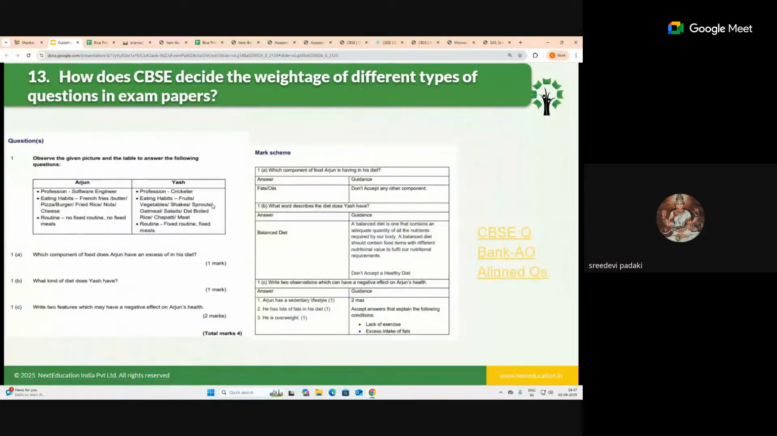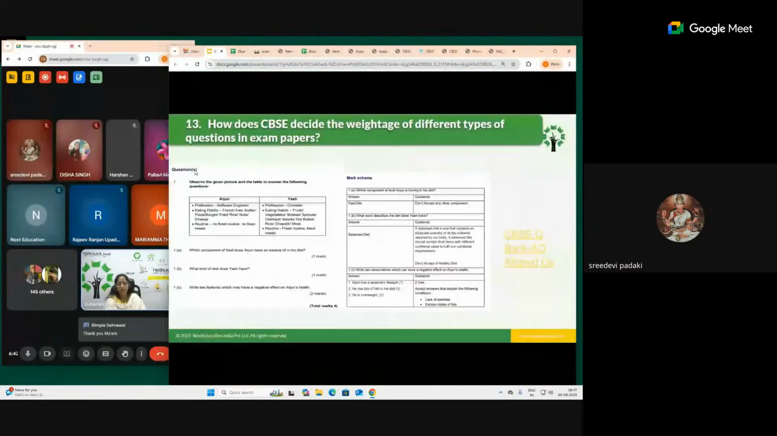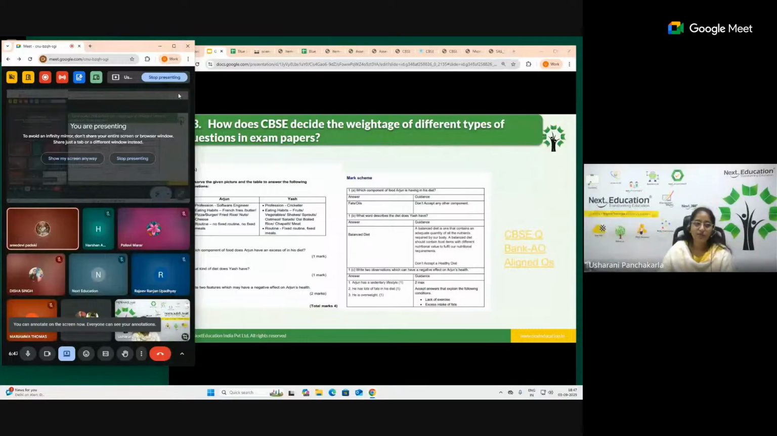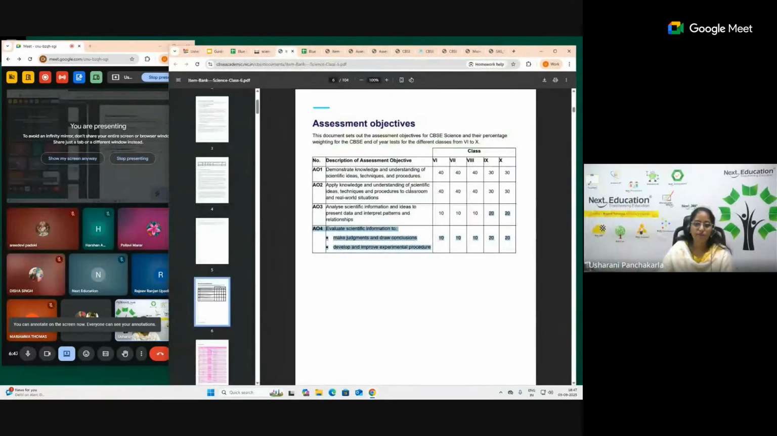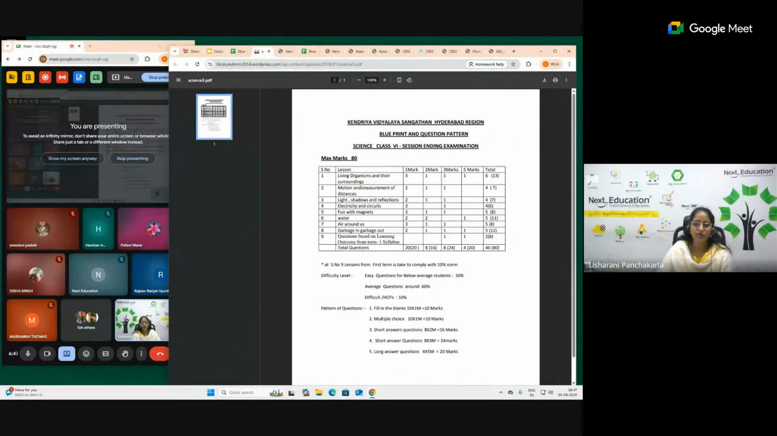Okay, so is this designed by you, or has the board given it, or has Kendriya Vidyalaya done this one? Kendriya Vidyalaya has given only this much information, ma'am. Wait, I'll give you. Yeah, this is the information.